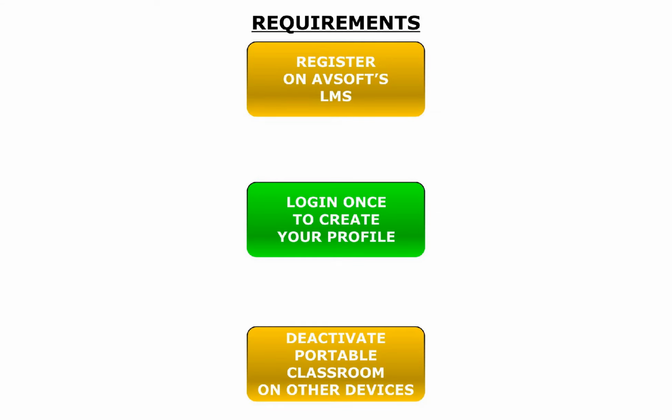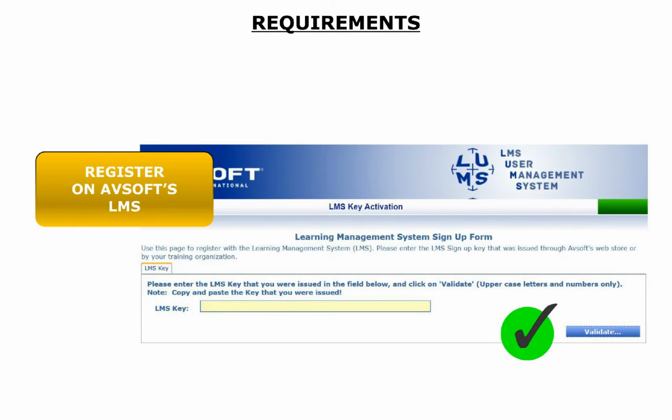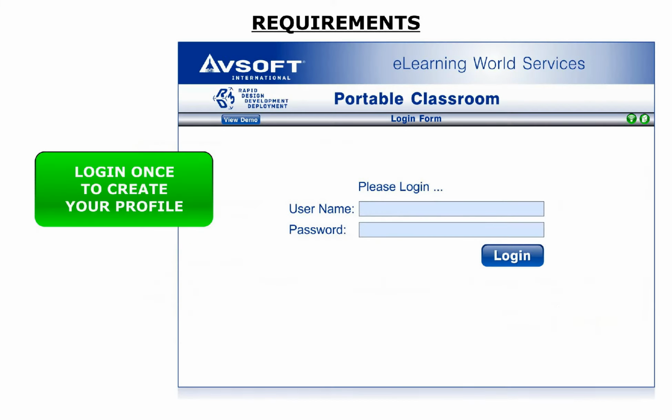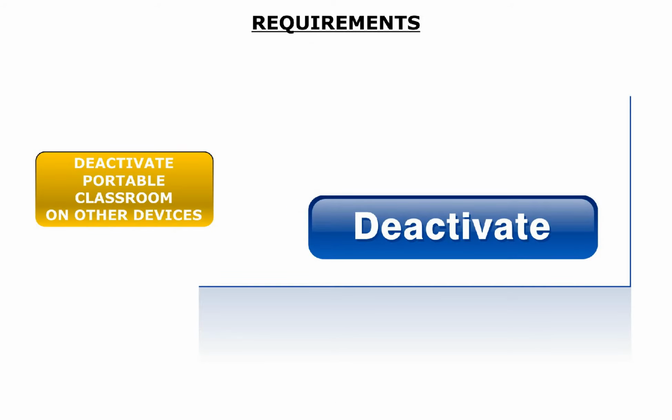In order to use the portable classroom, you must make sure that you are registered on Avsoft's LMS. If not, please view the 2 previous modules to learn how to purchase a license and how to sign up with Avsoft's LMS. You have logged into Avsoft's LMS at least once to create your profile. And you do not have any other device registered in your name. If you do, please deactivate the portable classroom application on the other device.